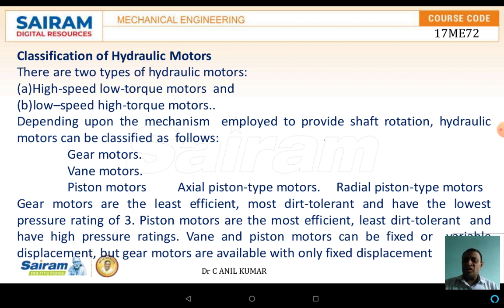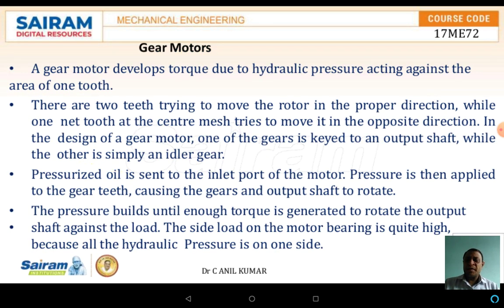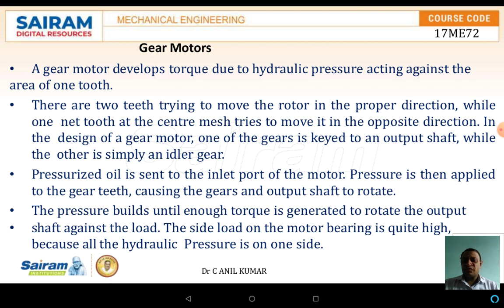The gear motors are the least efficient but dirt tolerant, and have the lowest pressure rating. The piston motors are the most efficient and the least dirt tolerant, and have a high pressure rating. The vane and piston motors can be either fixed or variable displacement, but the gear motors are available with only one fixed displacement. The next topic we are discussing is gear motors.